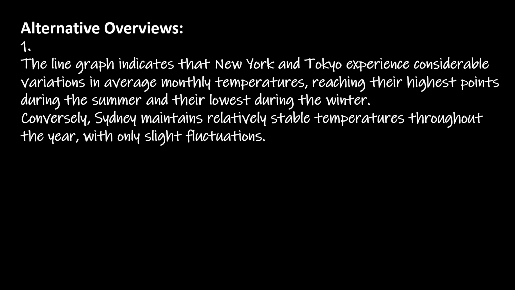Here are 2 alternative overviews, so you can gain a deeper understanding of how to interpret and convey information more clearly and accurately. The line graph indicates that New York and Tokyo experience considerable variations in average monthly temperatures, reaching their highest points during the summer and their lowest during the winter. Conversely, Sydney maintains relatively stable temperatures throughout the year, with only slight fluctuations.